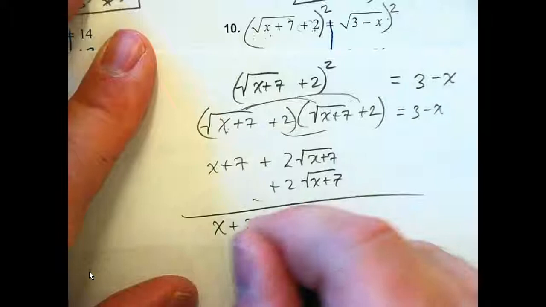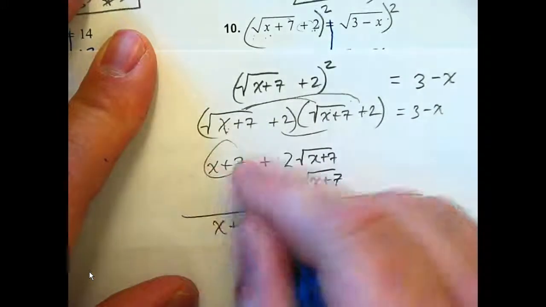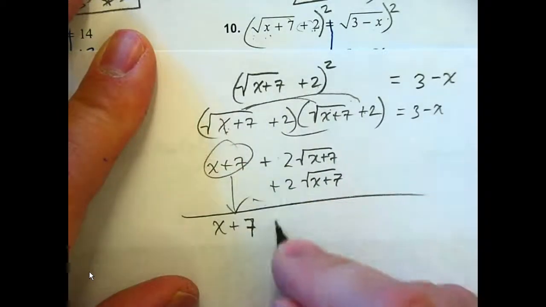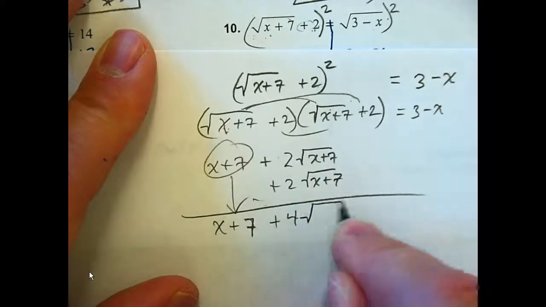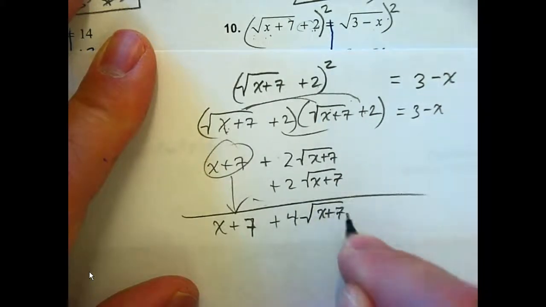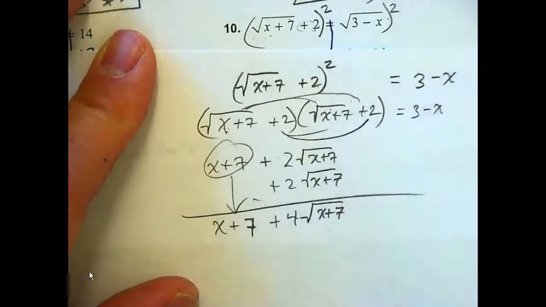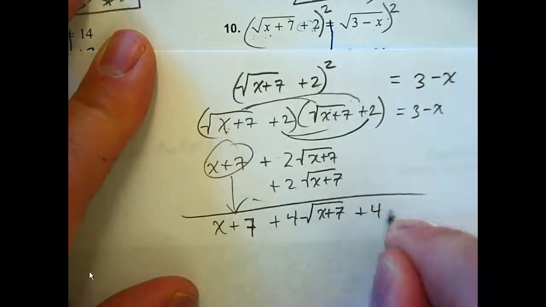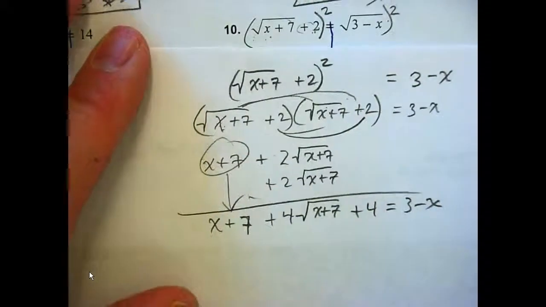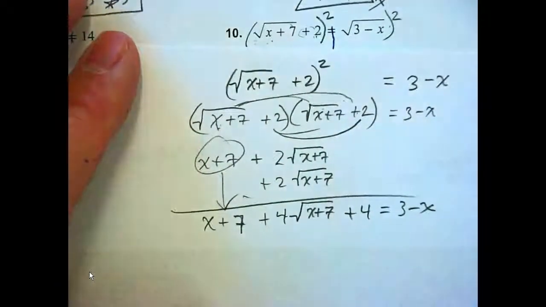Tell me if I'm off the screen. Okay. I get X plus 7, that's this. I get 4 root X plus 7. And I get 2 times 2, which is 4. It seemed so easy just a minute ago. Everyone's like, this is an easy problem. No extraneous root. Okay?